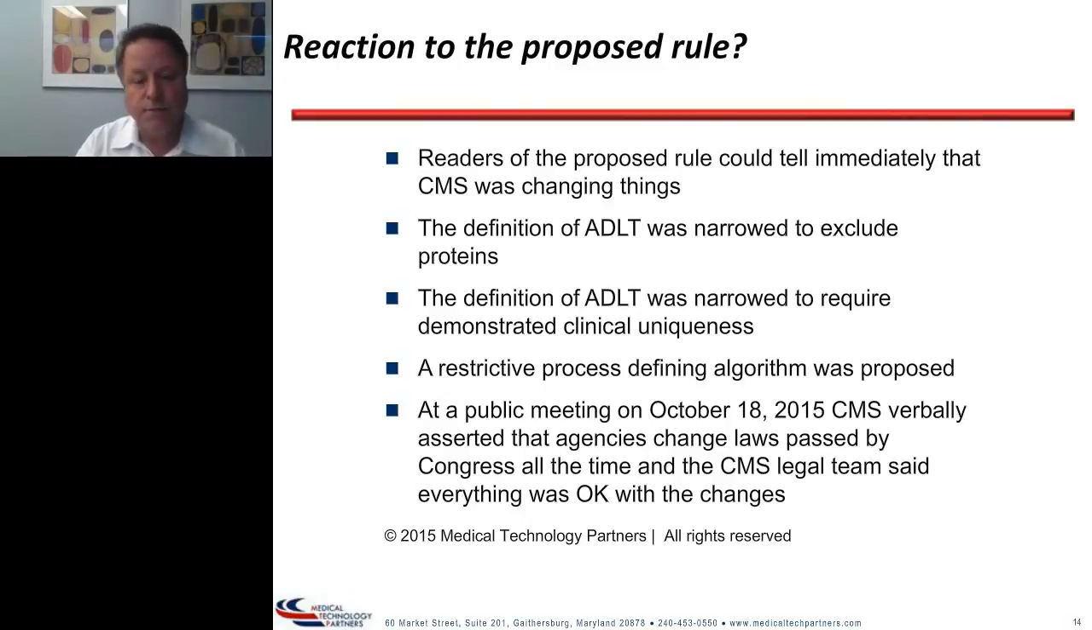CMS held a public meeting on October 18th, which myself and some of my colleagues were able to attend. CMS asserted that agencies change laws passed by Congress all the time, and that the CMS legal team said that the changes were only done because they were legally permitted, given the definition that was in the law. So we can't just do everything ourselves. But to remove the word protein, I really couldn't see any justification for doing that. I mean, a test comprising a protein analysis is potentially just as life-saving to a patient who's going to undergo chemotherapy from a drug with tremendous side effects as one that analyzes RNA or DNA.